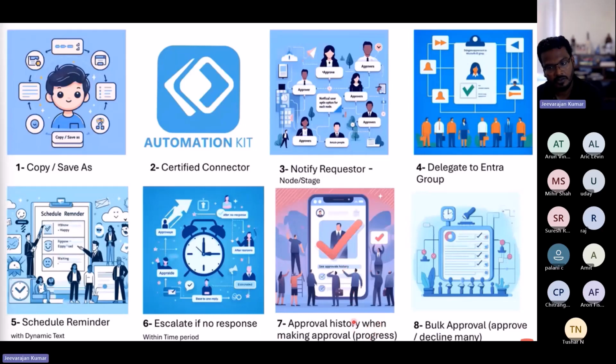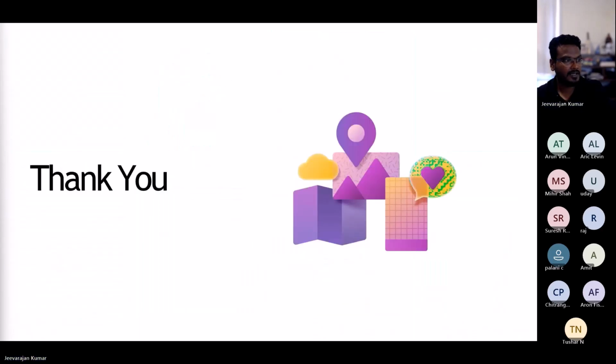This one I'm not sure. I need to check what this one is. But then bulk approval and approval decline is another feature that the team is working on. There's no timeline that I'm aware of at the moment, but definitely the team is working on it to get this added to the approvals kit. And that's all from my side.